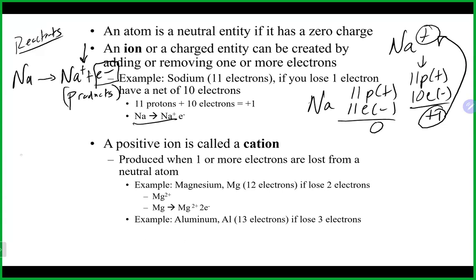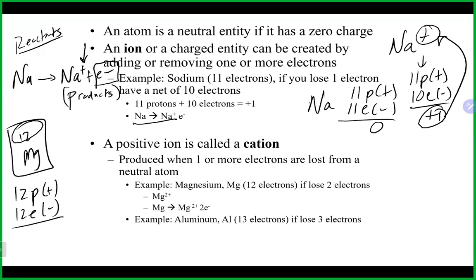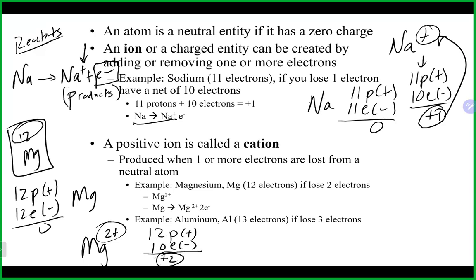Here's magnesium. Magnesium on the periodic table is 12, which means it has 12 protons. In a neutral atom, it will have 12 electrons. Magnesium is group 2, which means it will lose 2 electrons and become a plus 2 charge. So this guy would still have 12 protons because it's magnesium. Once again, we'll have 2 fewer electrons, which would be 10, and that gives us our plus 2 charge left over. Here we would see the equation written just like that: magnesium goes to magnesium with a plus 2 charge and gives off 2 electrons on the product side. Any questions on that?